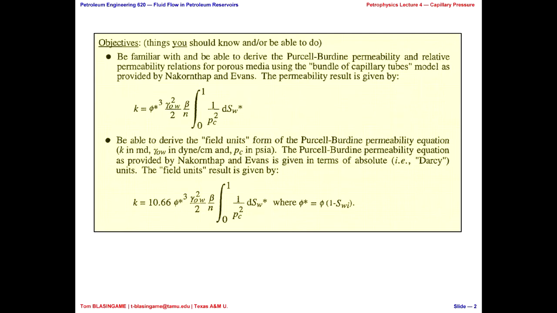Next, as I mentioned, is the derivation of permeability using the capillary pressure curve. And this integral has something to do with what? We have a bundle of tubes, and we need to integrate the saturation profile across the bundle of tubes. That's where the integral comes from. Okay, where does the square come from?